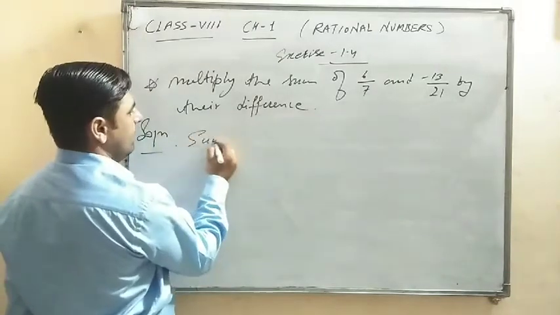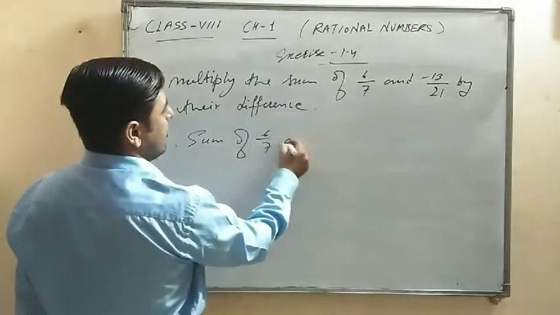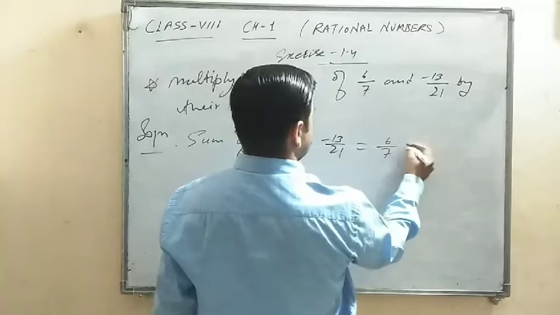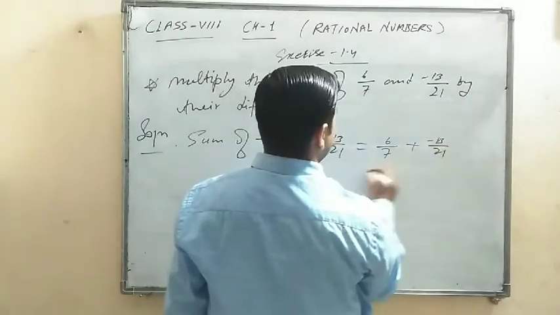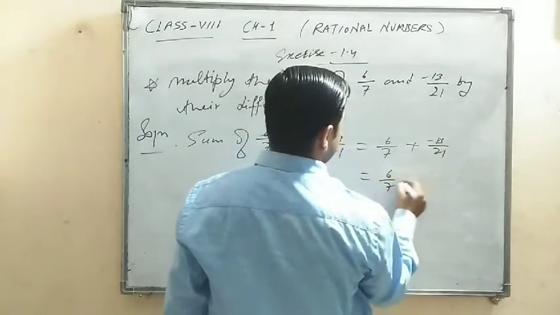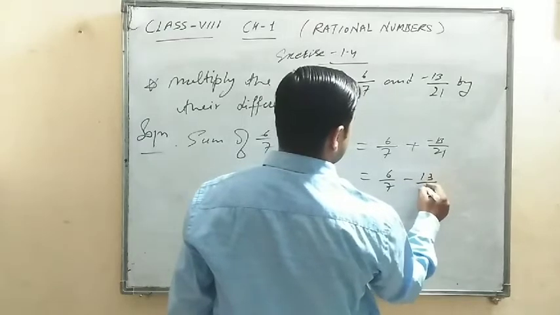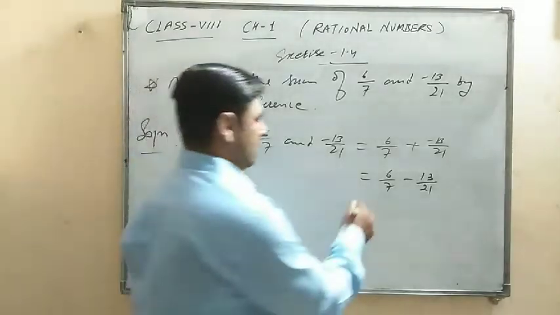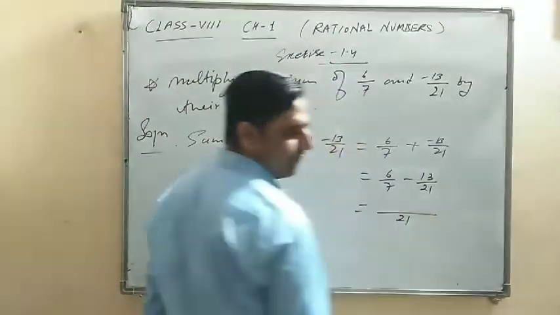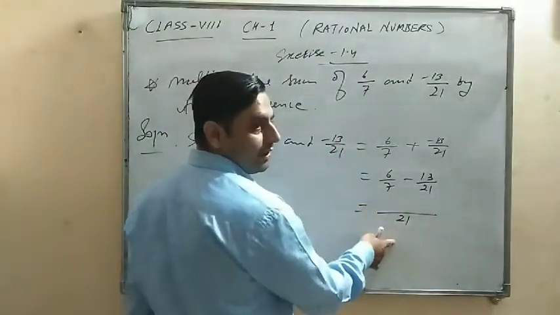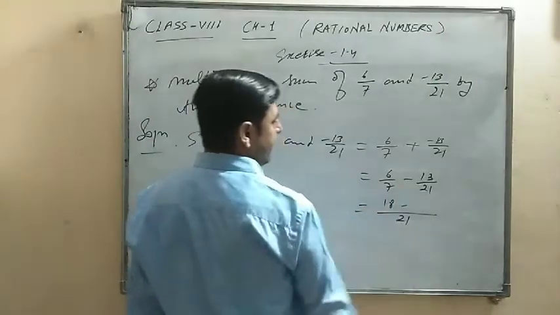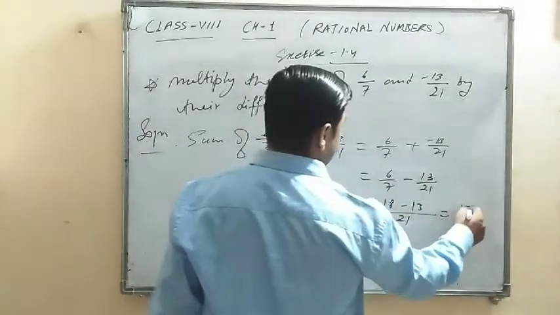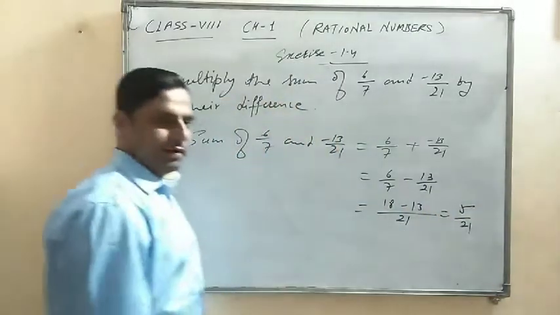So the sum of 6 upon 7 and minus 13 upon 21. So 6 upon 7 plus minus 13 upon 21. So plus minus is minus. We will take LCM 21. 21 by 7 is 3, 3 6 are 18, 21 by 21 is 1, 13. So the result is 5 by 21.